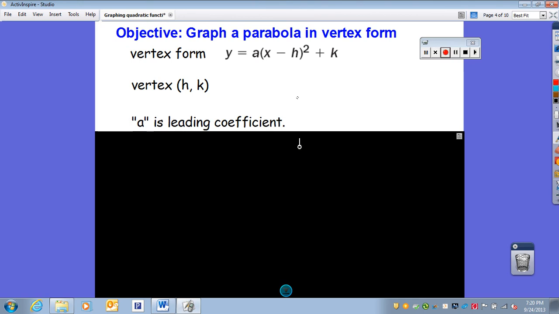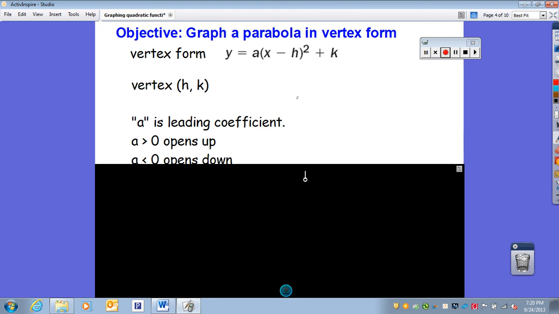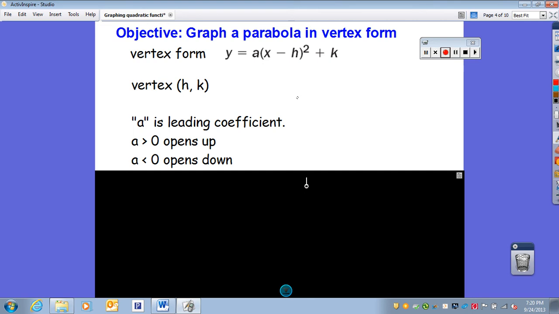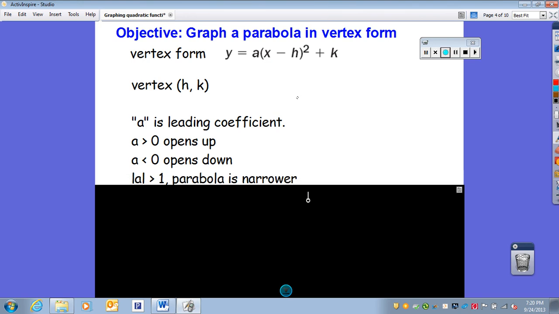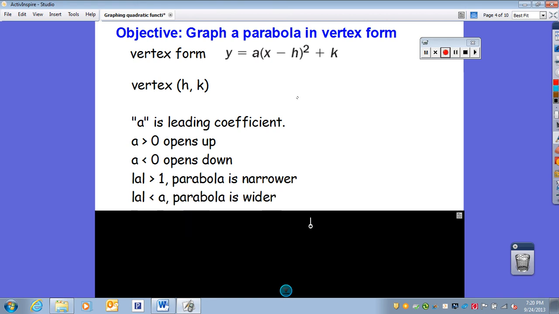a is the leading coefficient, and the leading coefficient again does several things. First of all, if it's positive, we know the parabola opens up. If it's negative, we know the parabola opens down. Secondly, it controls the width. So we know that if the absolute value of a is greater than 1, in other words, the larger the number, bigger than 1, the parabola becomes narrower. As the number becomes smaller, or less than 1, meaning a fraction or decimal, the parabola becomes wider.